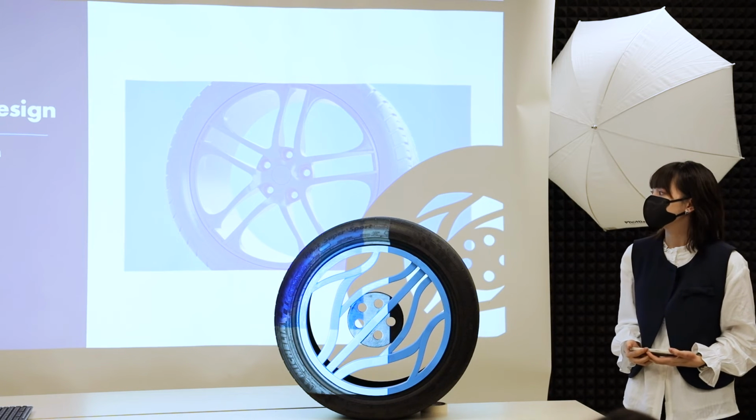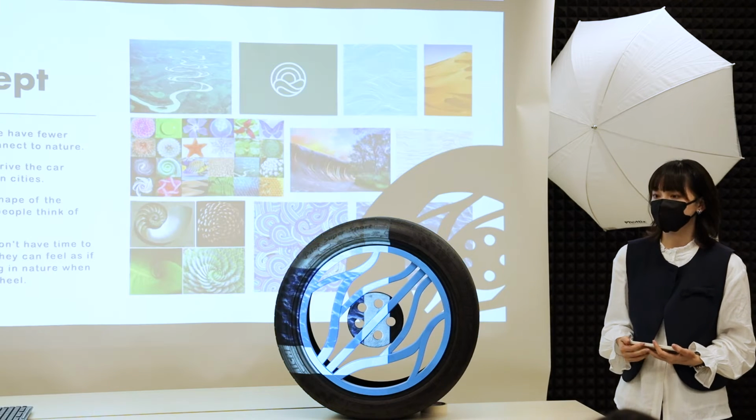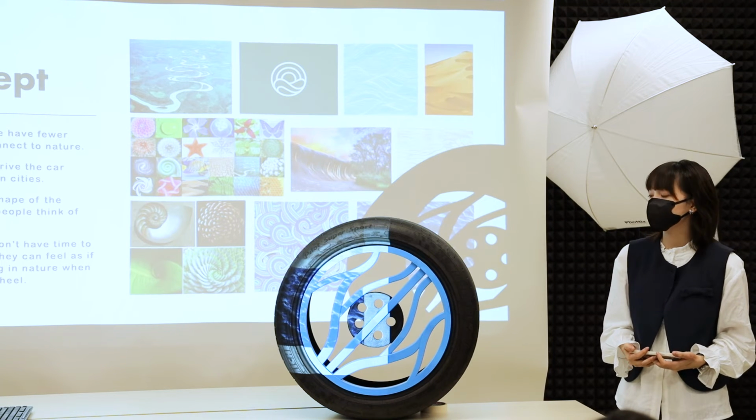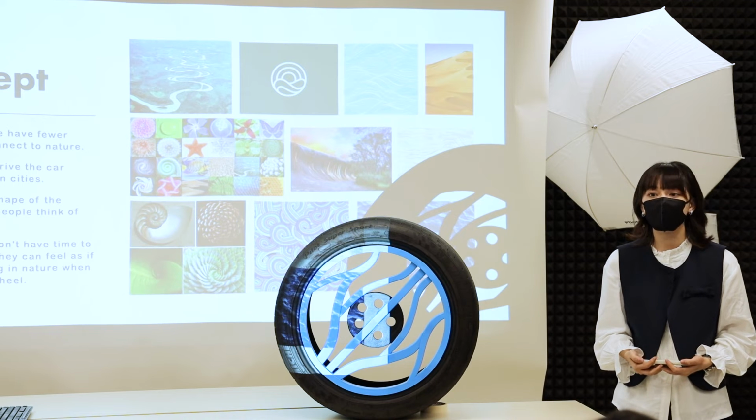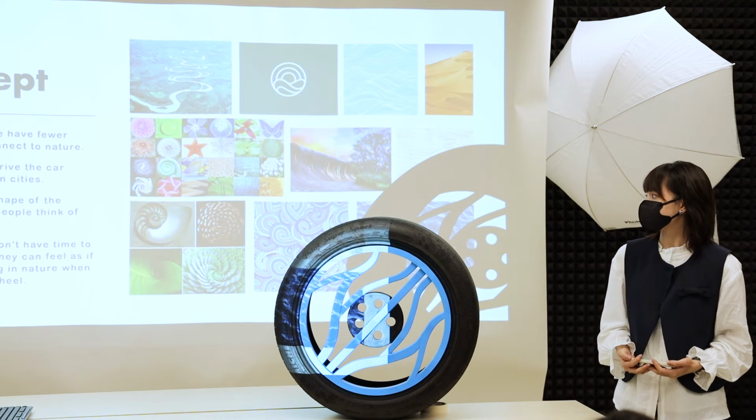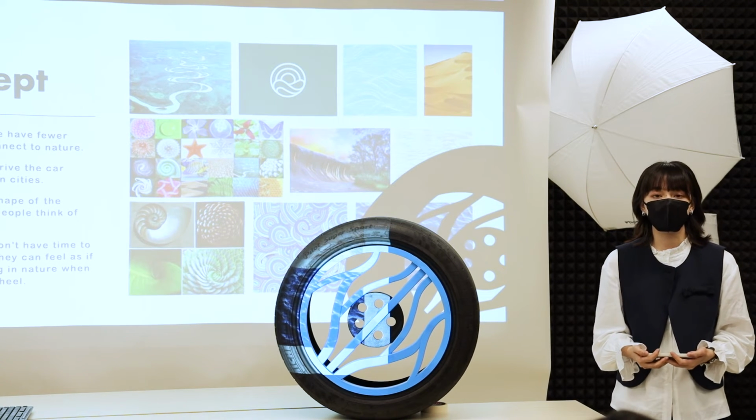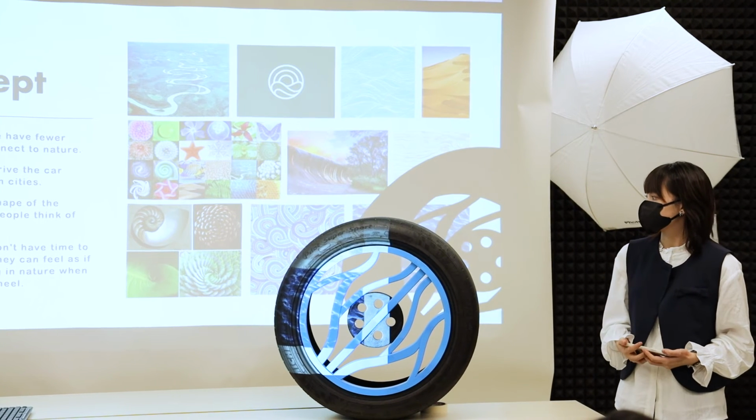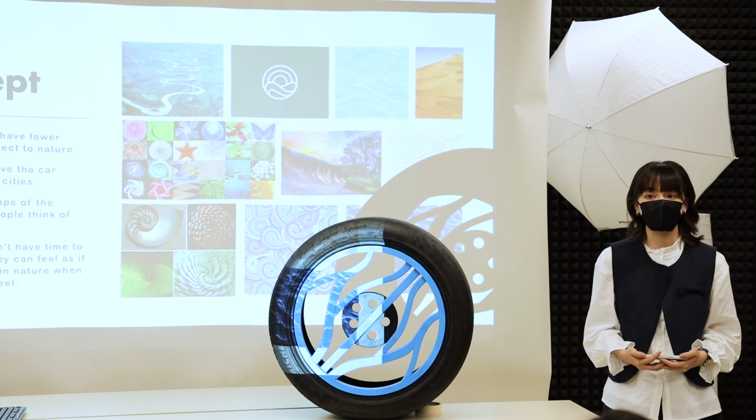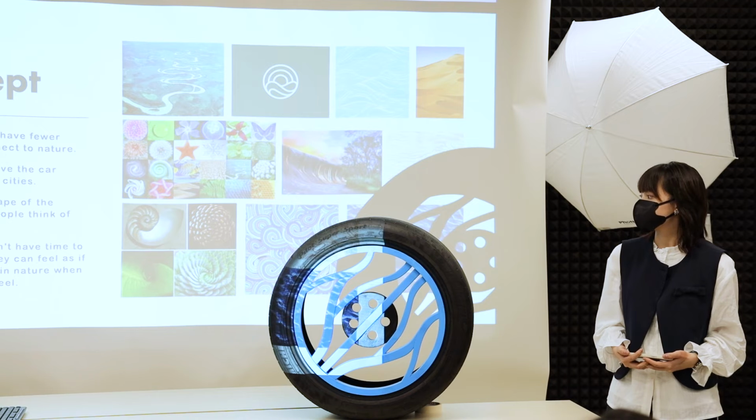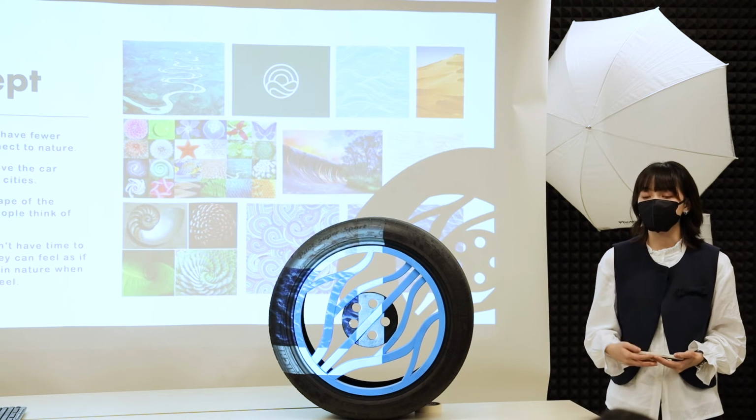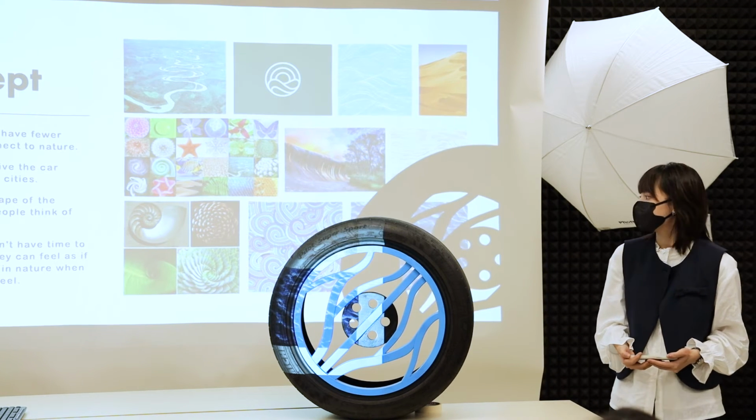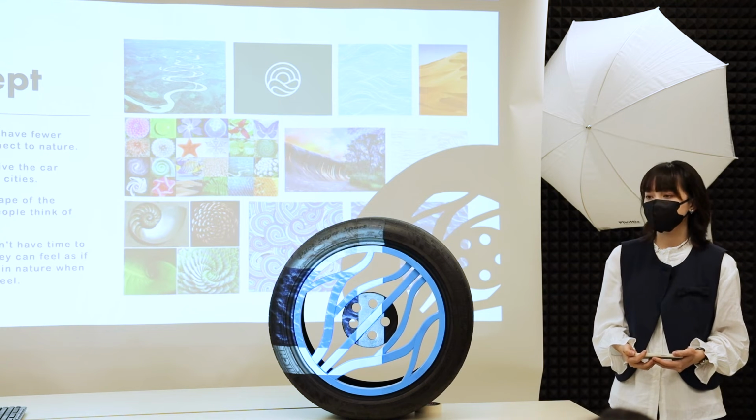And this is my wheel design presentation. And here is the concept. In the city, we have fewer chances to connect to nature, when we can only drive our car to tour around the city. So the organic shape of the wheel can let people think of nature. Even if they don't have time to connect to nature, they can feel as if they are driving in nature when they see this view.